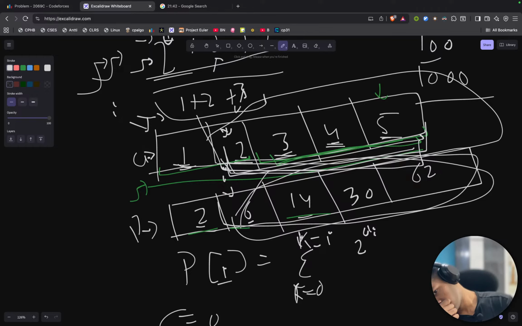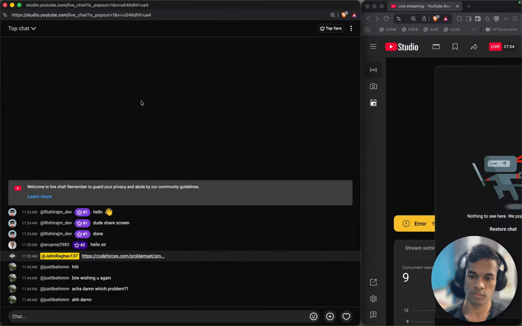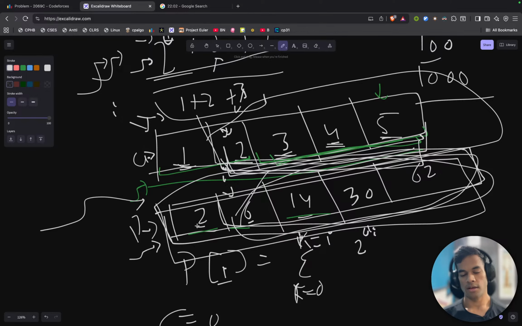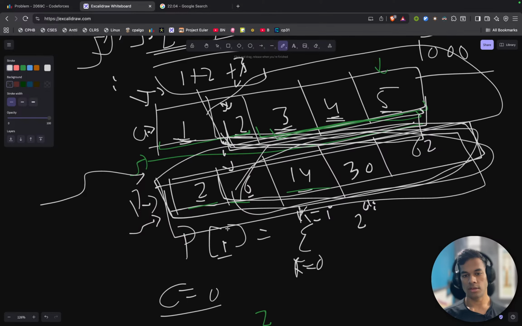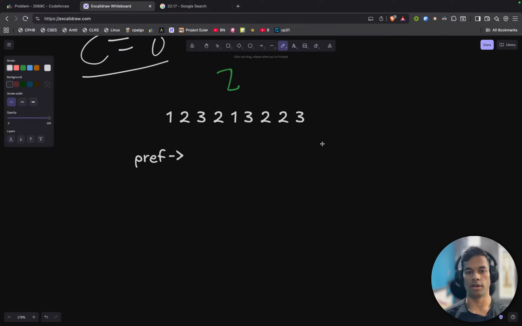Prefix. Okay, what we have is this thing right now, and I think we have to make a prefix for this so that we can calculate answers in a given range. Okay, let's write this down.